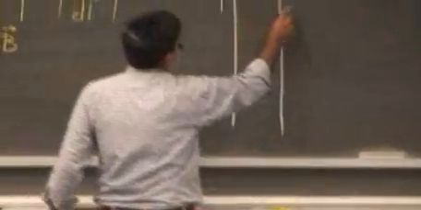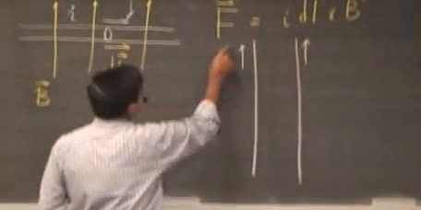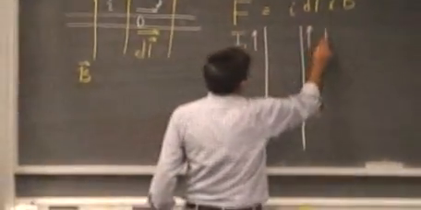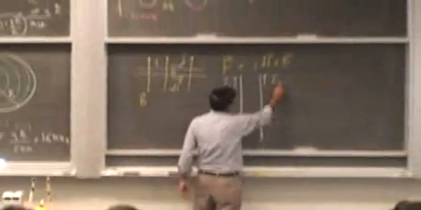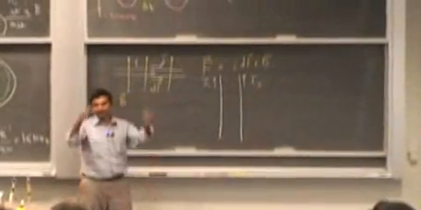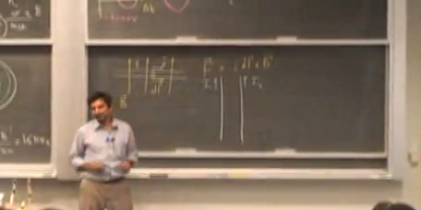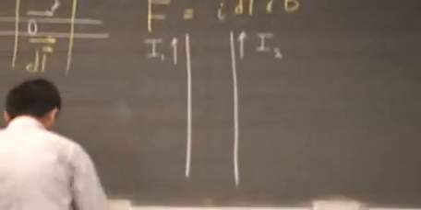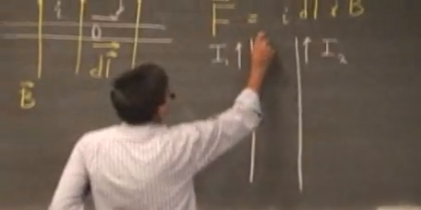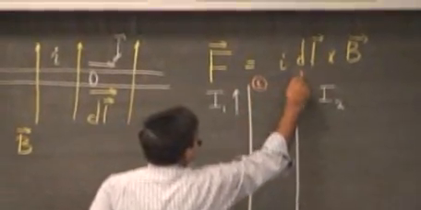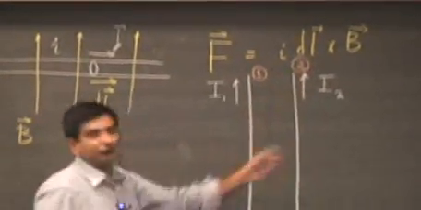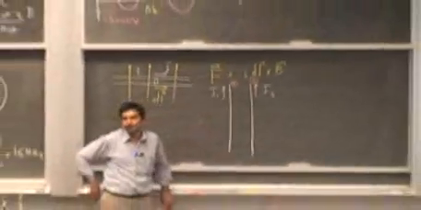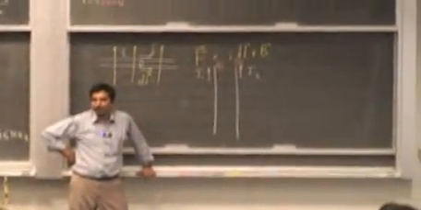Now, if I have two current-carrying conductors, both carrying current in the same direction, this is some current I1, this is some current I2. Like currents means currents flowing in the same direction. If this is wire number 1 and this is wire number 2, I would like to see the force that acts on wire number 2. Can I calculate the force?